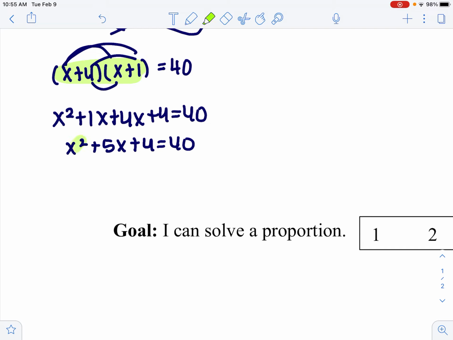So the first thing I ask myself is, can I solve by square rooting? There's an x squared and an x, so no. So now I'm going to try to solve by factoring. Remember, to try to solve by factoring, it has to be equal to 0. So I do have to subtract 40 from both sides.